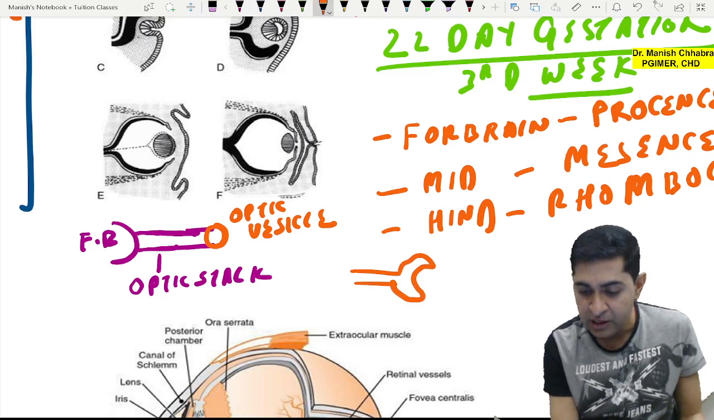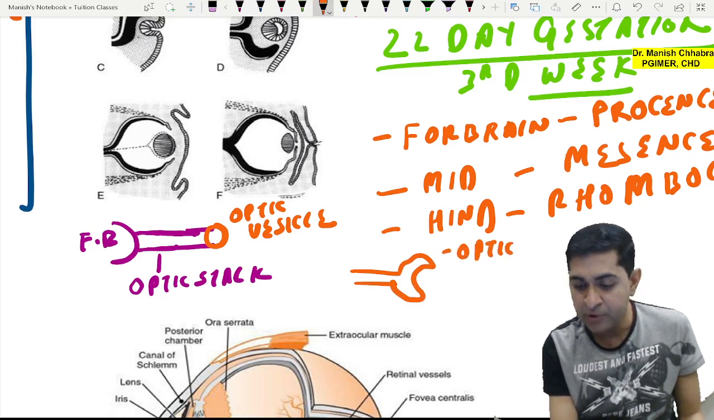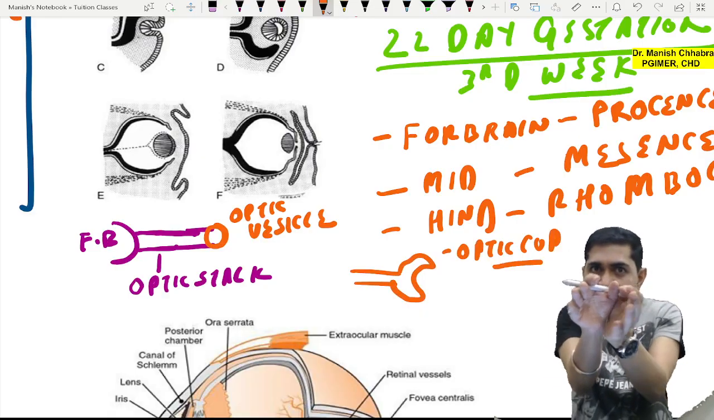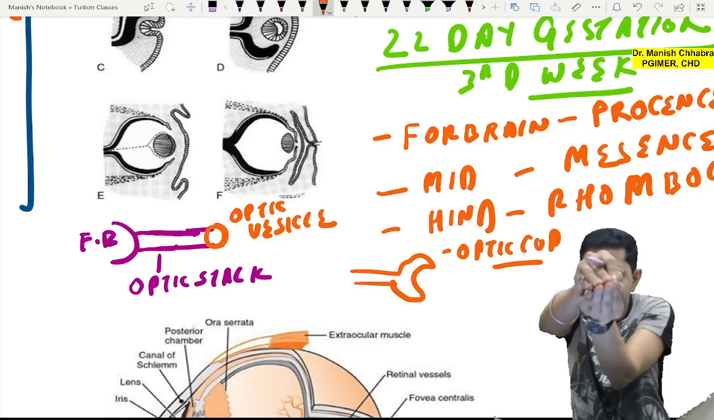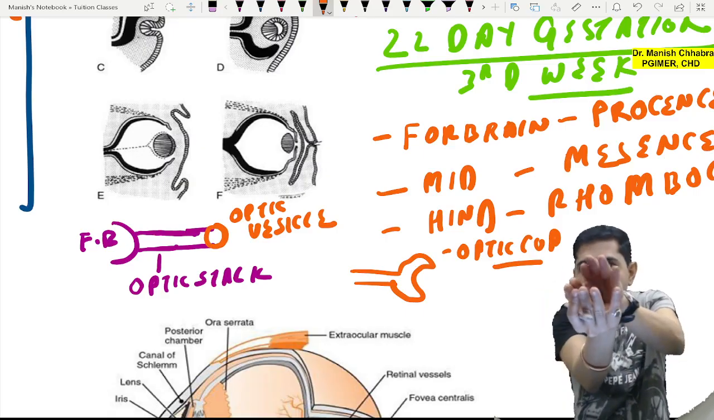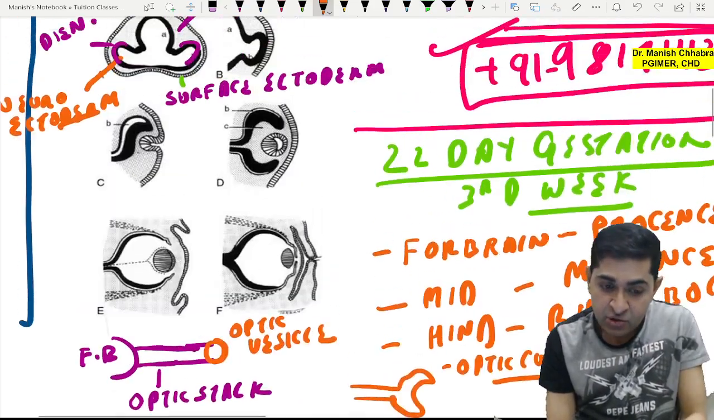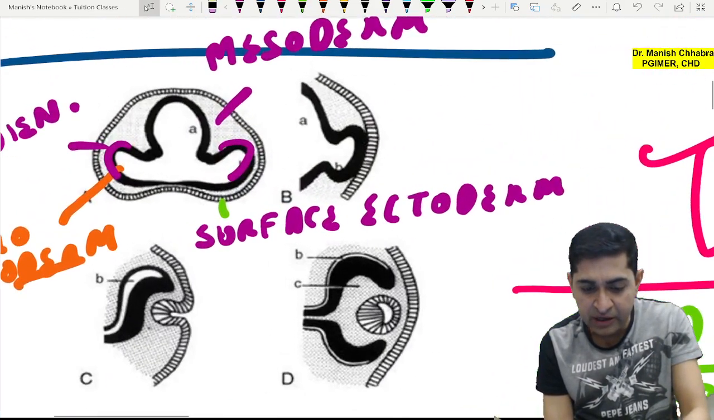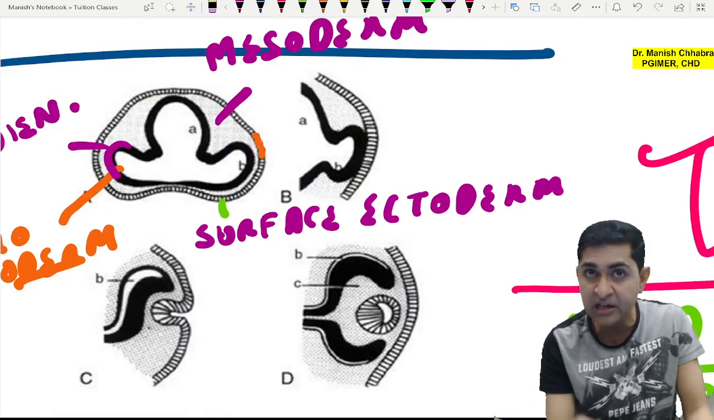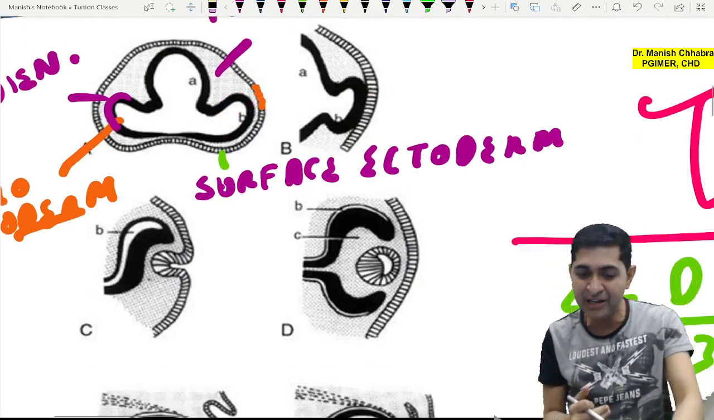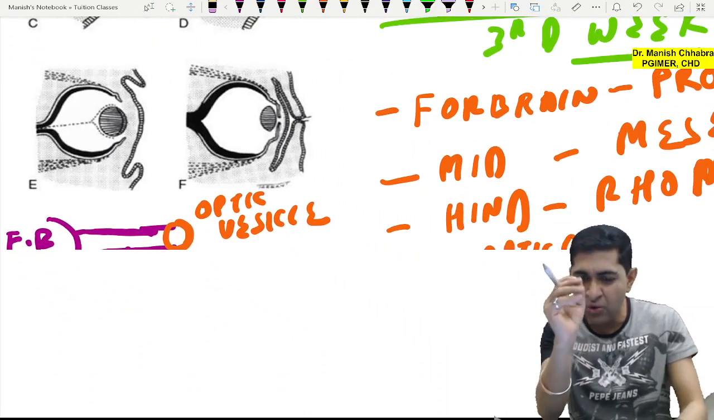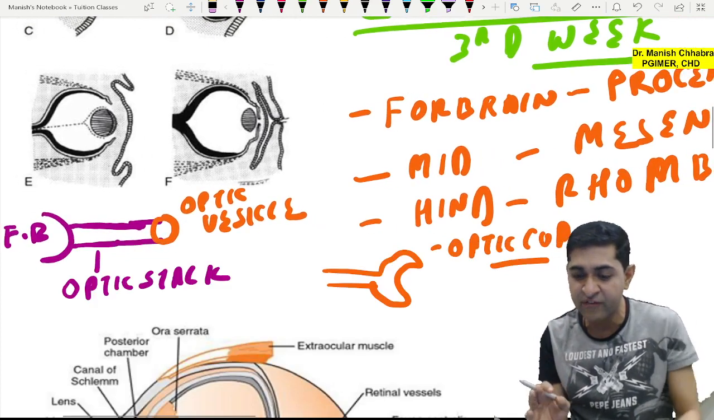So this is your optic cup. There was the optic stalk, the distal end of which formed the optic vesicle, which gets transformed into the optic cup. If you could see here, this is going to form the optic cup, and this layer which is lying just anterior to the optic cup, boys and girls, my dear friends, you already know, is your surface ectoderm.